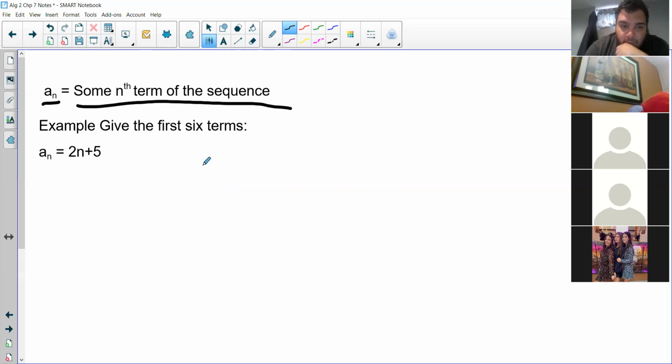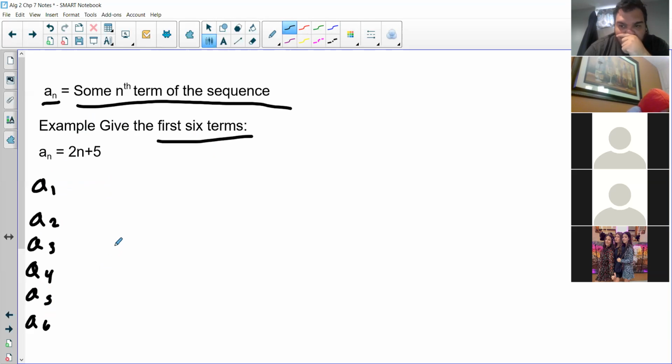All right. So it's going to give you some nth term. We want to find the first 6 terms for this sequence right here. So as we always start counting, it should always be A1, the first term, A2, A3, A4, A5, A6. So we need to find the first 6 terms.